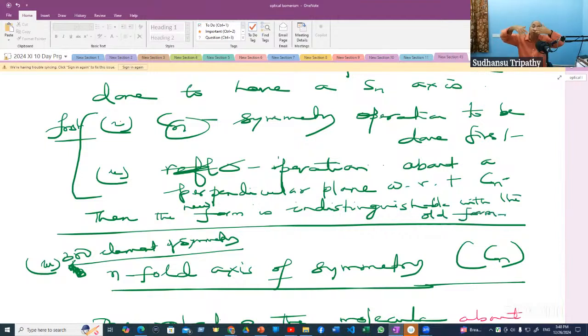If after two successive operations, one CN operation, that will not give you indistinguishable form, then with respect to that axis you take a perpendicular plane that is a mirror plane and reflect one half with the other half. This half will go there, that half will go here. Then you will find if that final form is indistinguishable with the original form, then that axis is not called CN, it is called SN.